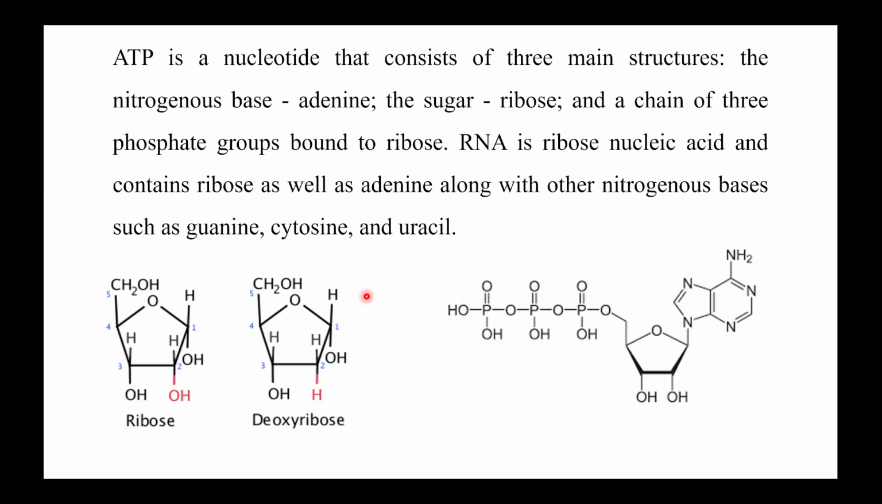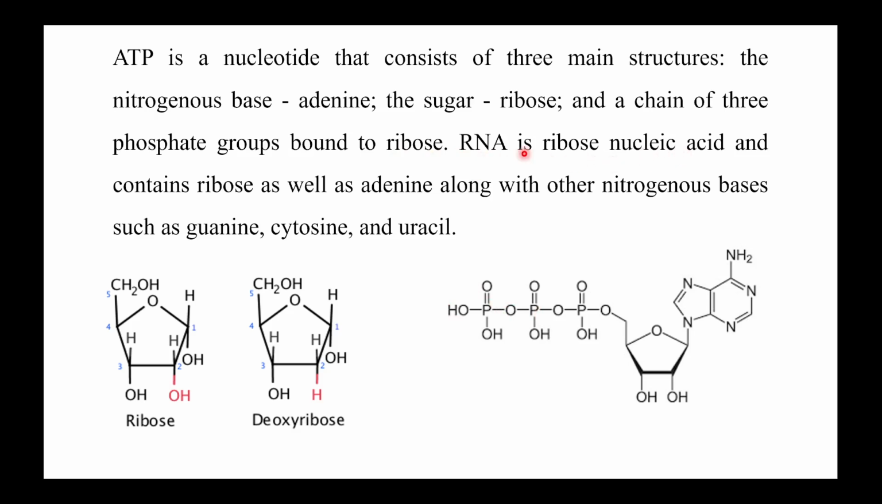Adenine is present in ATP. ATP is called adenosine triphosphate. Adenine is the base. When it is attached to the sugar, it is called adenosine, and 3 phosphate groups are attached, so it becomes adenosine triphosphate. So ATP is a nucleotide that consists of 3 main structures: the nitrogenous base adenine, then the sugar ribose, and then a chain of 3 phosphate groups bound to the ribose.